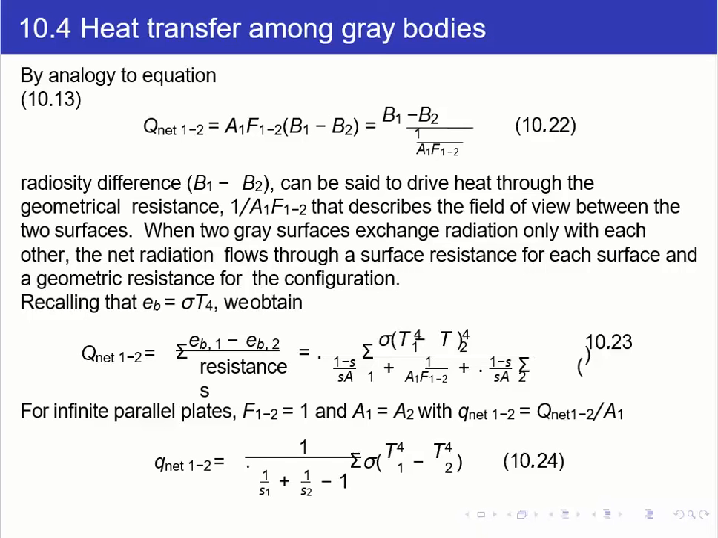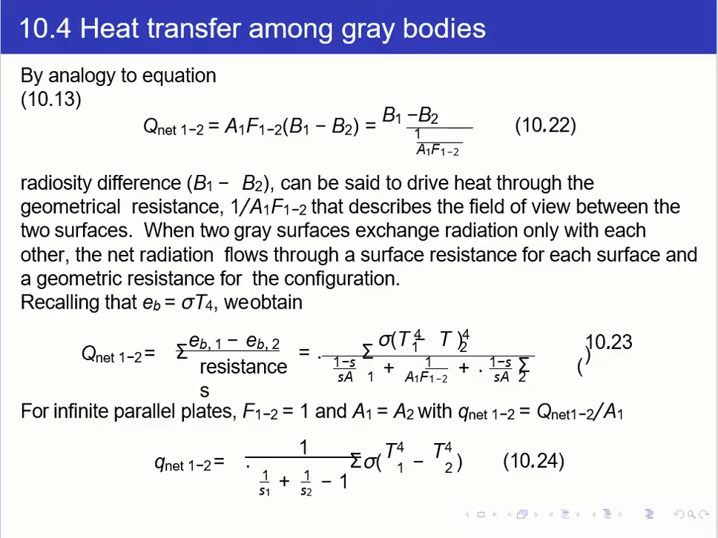Recalling that E_b is equal to sigma T to the power 4, we can obtain that the Q net 1 to 2 will be the difference of E_b1 and E_b2 divided by the total resistance. That is sigma into (T1 raised to power 4 minus T2 raised to power 4) by (1 minus ε1) by ε1 A1 plus 1 by F1 to 2 A1 plus (1 minus ε2) by ε2 A2.